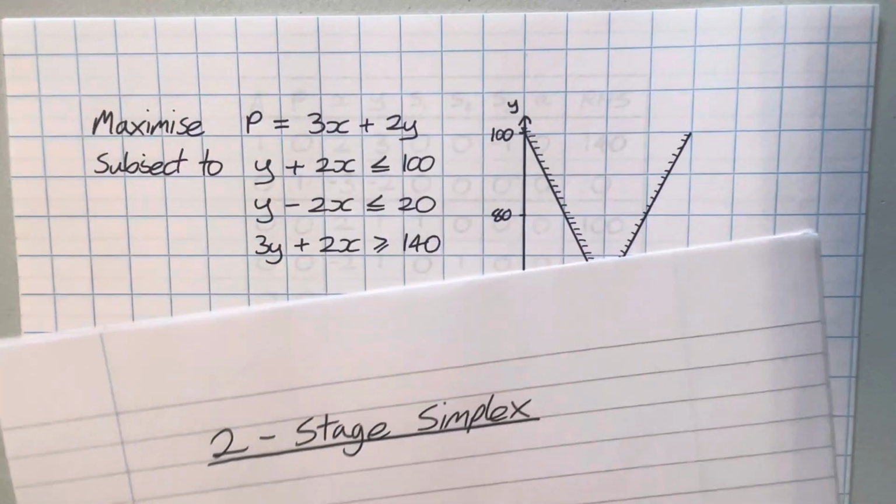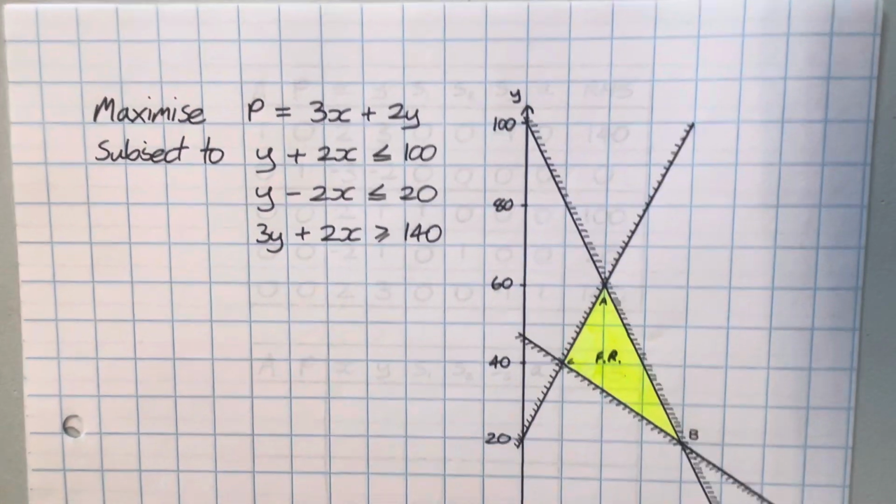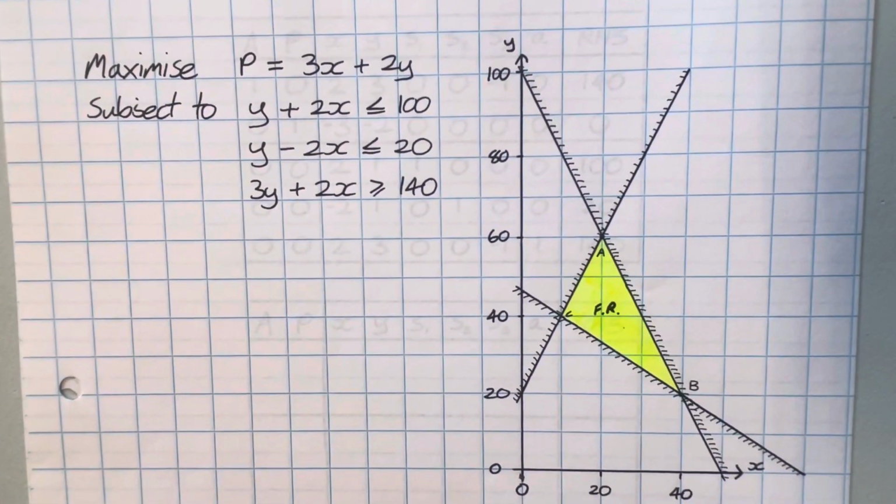Okay, so far we have looked at the simplex algorithm, and that's all very well and good, provided the origin is in the feasible region. But if you think back to when we did graphical linear programming, sometimes the origin is not in the feasible region, such as this problem here.